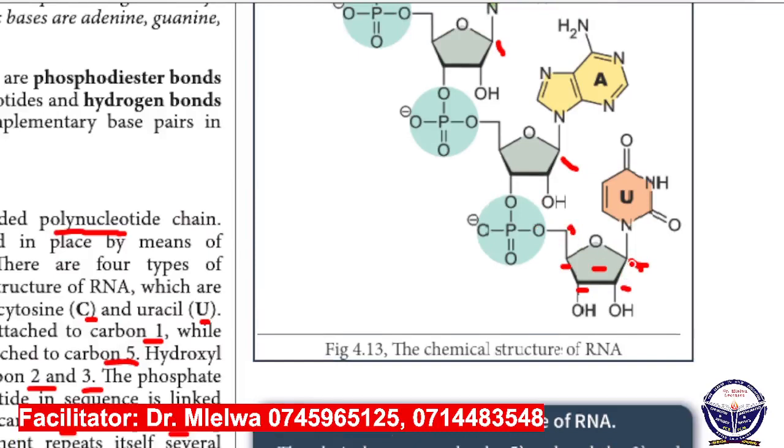As I told you, this is carbon number 1, number 2, number 3, number 4, number 5 there, you see. So the phosphate group has come to attach at which carbon number? It has come to attach at carbon number 5. That is the phosphate group.